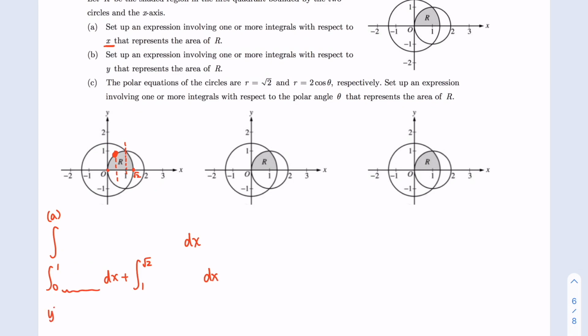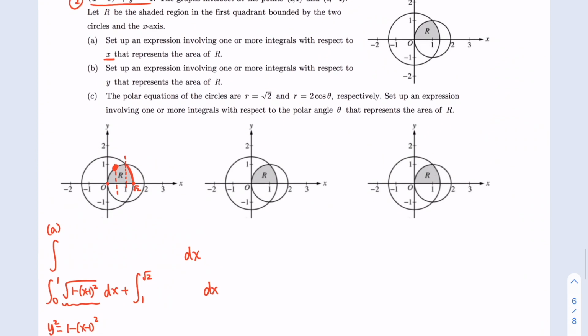So y squared equals 1 minus (x minus 1) squared, because y is positive. So y equals the square root of 1 minus (x minus 1) squared. And after 1, to square root of 2, the top function will be this piece, y squared equals 2 minus x squared, so y equals square root of 2 minus x squared.